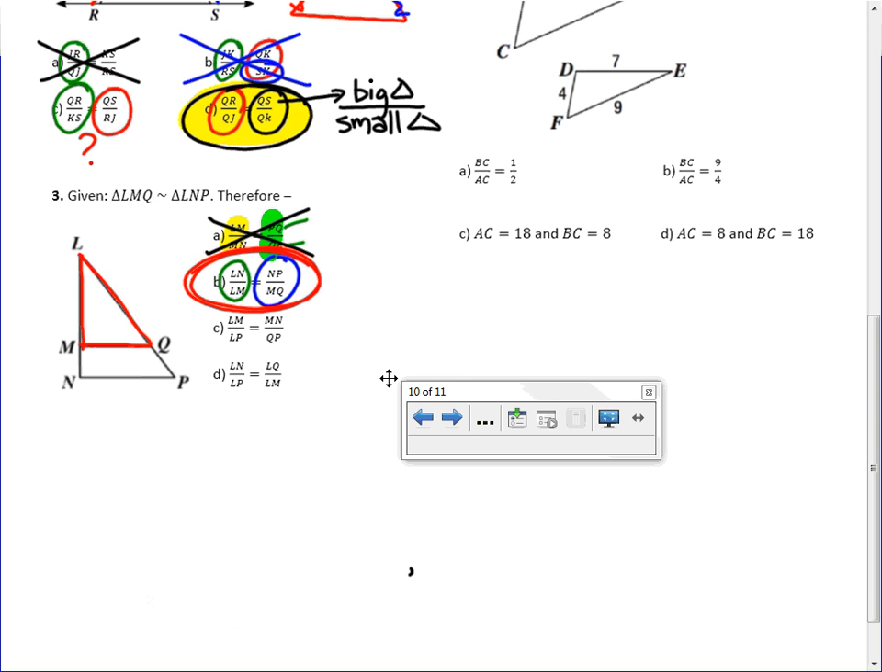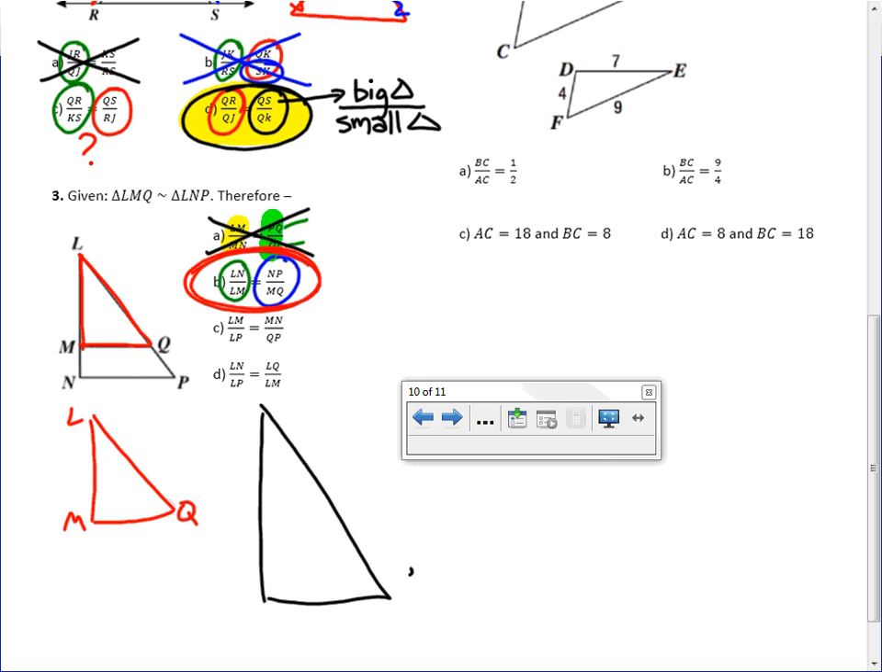Okay, so if I have my smaller triangle again, L, M, Q, and I have LNP.